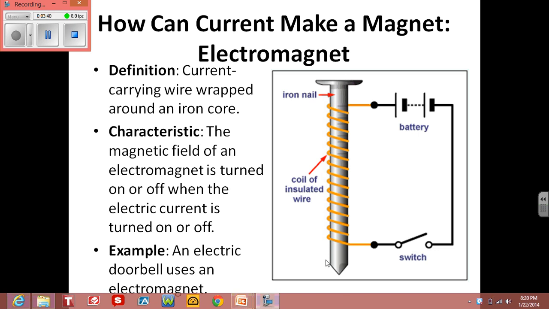Remember, I just told you that magnetic fields can be produced by moving electric charges. So once I am moving current through this wire, you are producing a magnetic field, which is around this iron core, and it will make this iron center become magnetized. These electromagnets are found in a lot of things that we use. For example, a doorbell. You also find them in speakers.